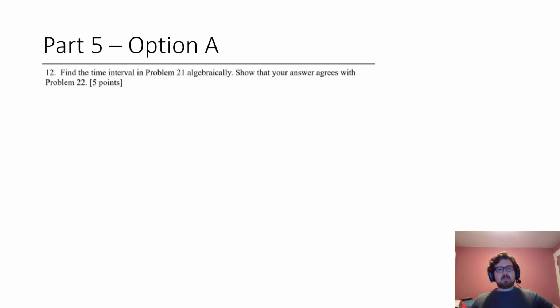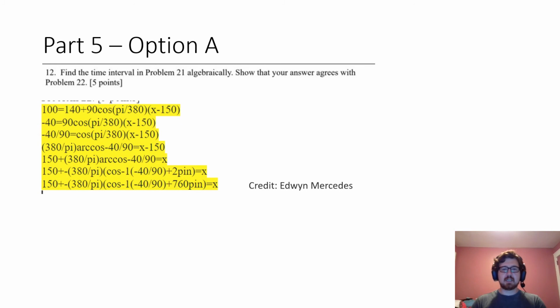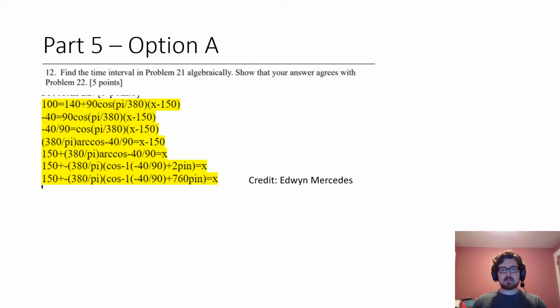Option 5. Well, those previous ones were the ones that people kind of struggled with a little bit. This one people struggle with a lot. You had the option to avoid it, and a lot of people did. But let's take a look at this one and see how people did with it. So credit to Edwin. Really good job with this one, Edwin. You showed everything very well, very clear.